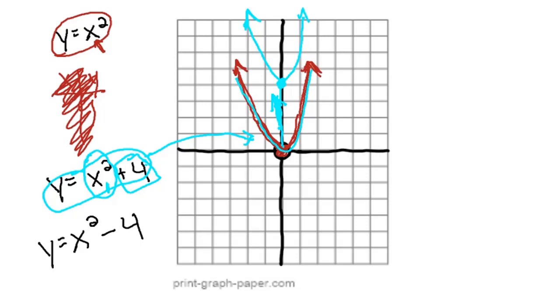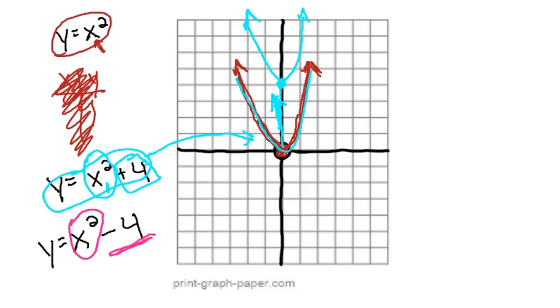Well, so y equals x squared minus 4. X squared is still the same old, same old. X squared is still that original smiley face right in the middle of the graph paper that we drew in red. That's x squared. But then you go and put a minus 4 on it.